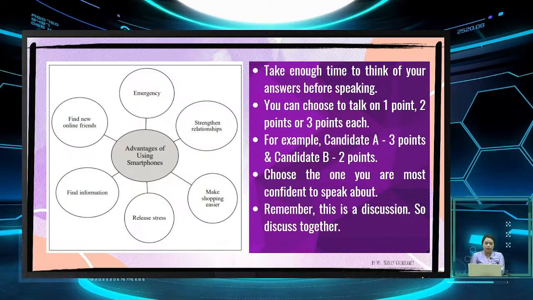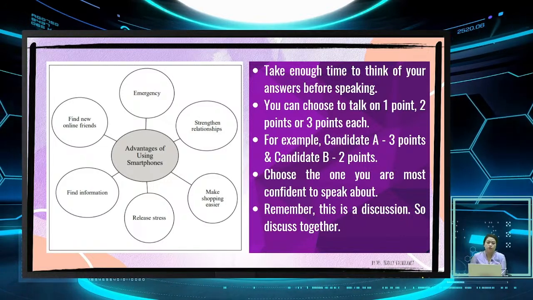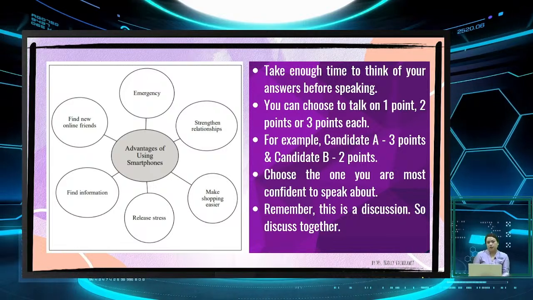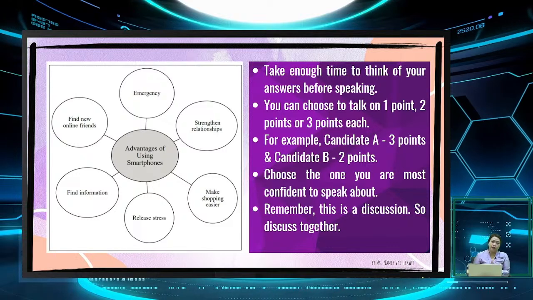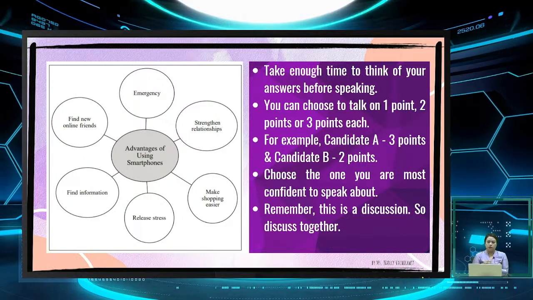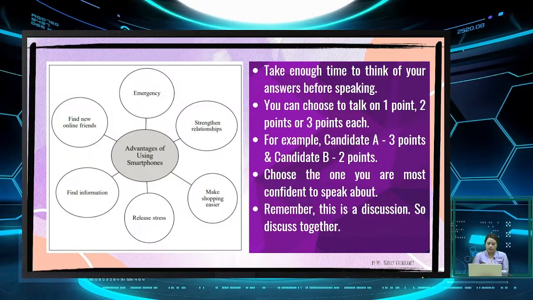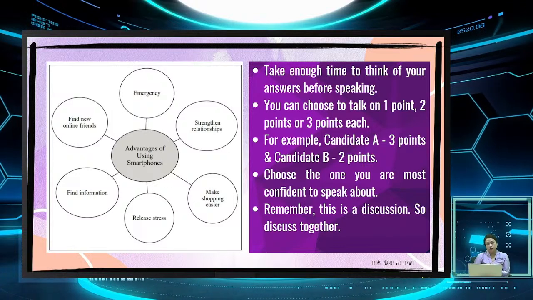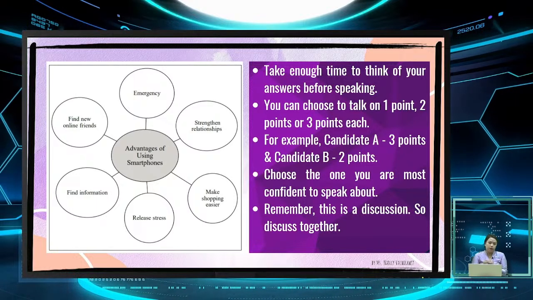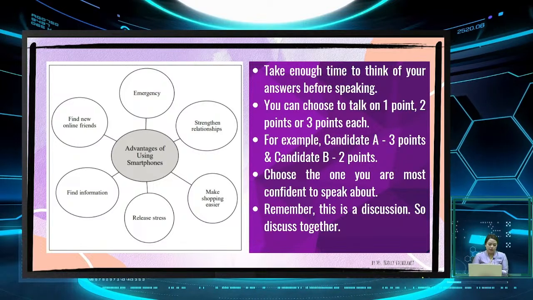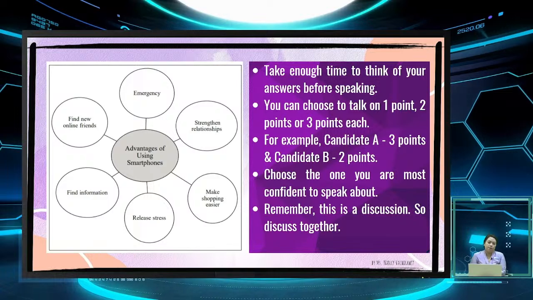For example, candidate A, you can choose 3 points, candidate B, 2 points. It doesn't really matter, as long as you choose at least 1 point. Okay? For the weaker students, the A2 students, the A1 students, you can choose 1 point each. It's okay. If you only choose 1 point, they will not deduct your marks. Right? So you have to choose the one you are most confident to speak about.